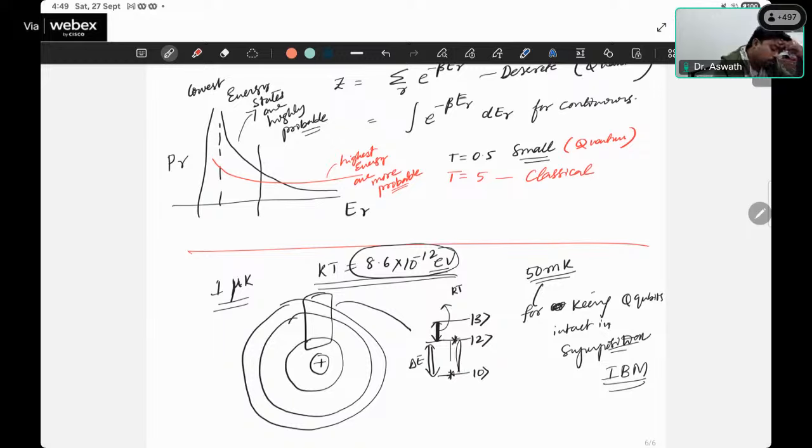When I want a superposition between 0 and 1, let me take 0, 1, 2 and so on. When I have a superposition between 0 and 1, if the kT is much larger than the energy separation, let's say delta E prime, in that case what happens? The electron no more exists in superposition; it jumps out of it.